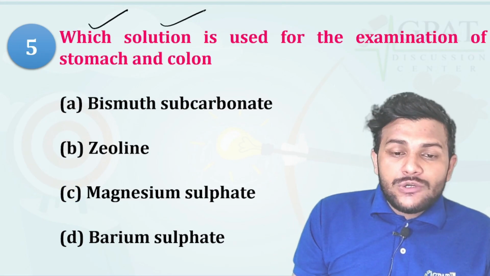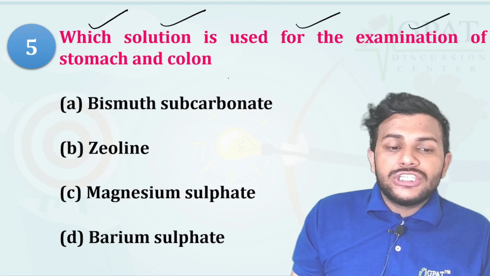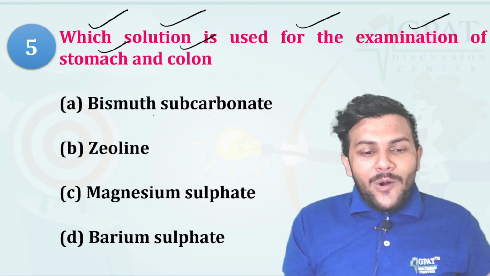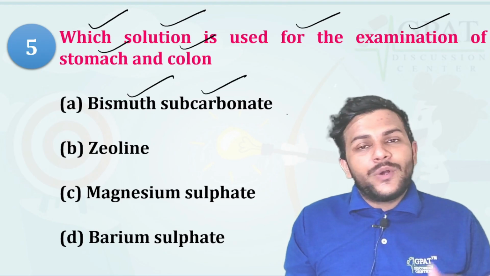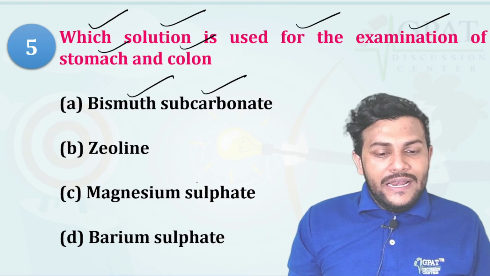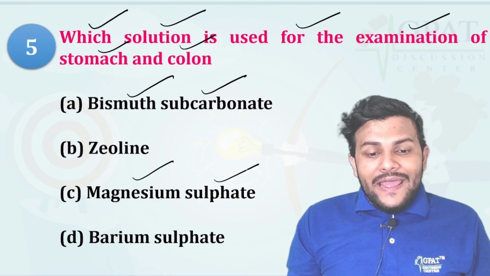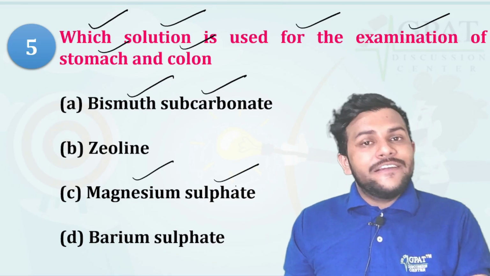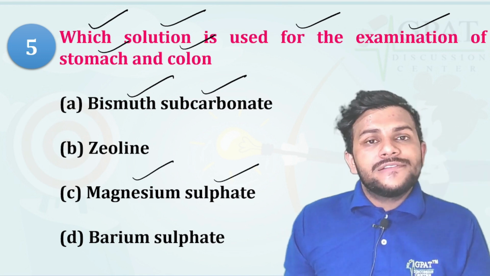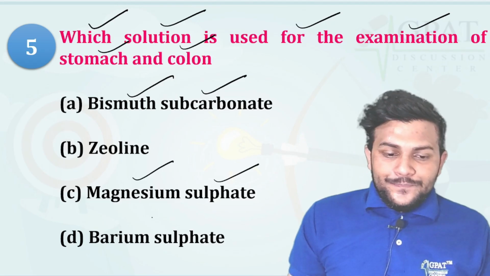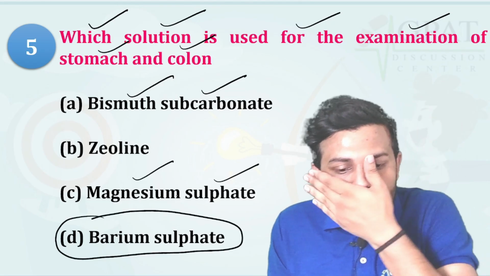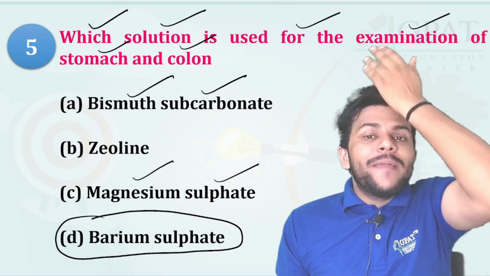Which solution is used for the examination of the stomach and the colon? Here we discussed bismuth subcarbonate, the protective agent in GIT. Zeolite has another action. Magnesium sulfate acts as an osmotic laxative, also known as Epsom salt. The one option here is barium sulfate, also called barium meal.